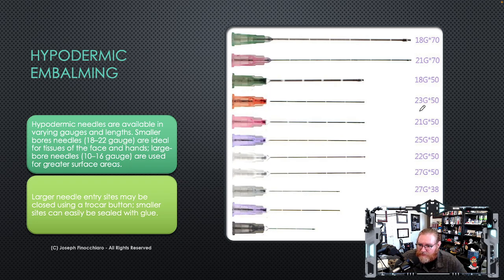Hypodermic needles are available in varying gauges and lengths. Smaller bore needles, 18 to 22 gauge, are ideal for tissues of the face and hands. Larger bore needles are used for greater surface areas. Larger needle entry sites may be closed with a trocar button. Smaller sites can be sealed with glue. With gauges, the larger the number, the smaller the bore. The larger the number, the smaller the bore. So a 20 gauge is much smaller than a 6 gauge.